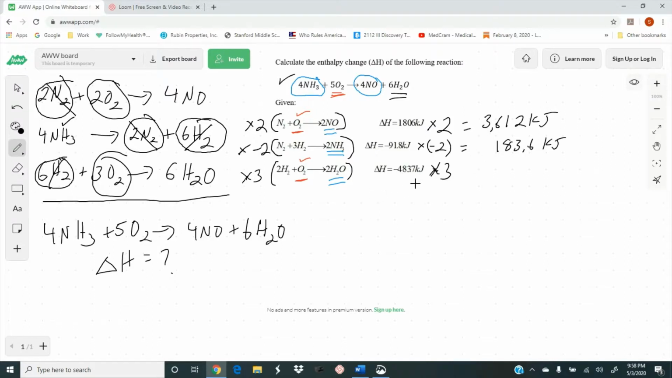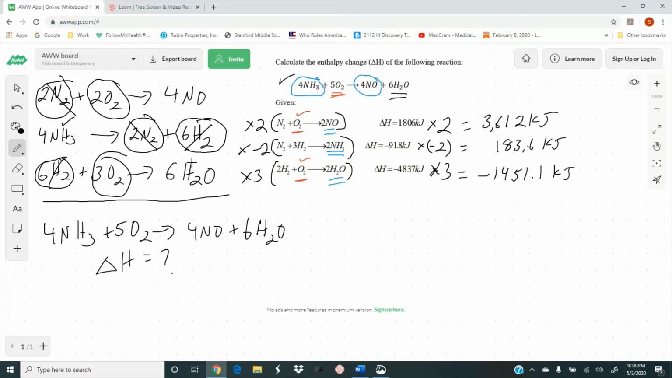And this last one right here is 483.7 times 3. It's negative also. So remember, you have to be very careful with the negatives and positives here. 483.7 times 3 is going to give me negative 1451.1 kilojoules. Okay, so these are the delta H's once you've taken these equations and manipulated them. So these are the delta H's here for the equations in this.